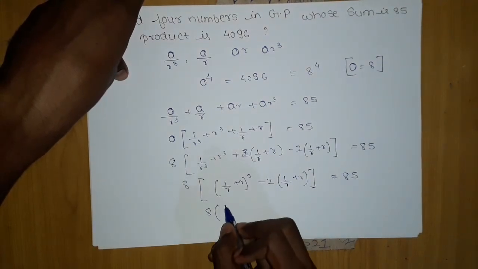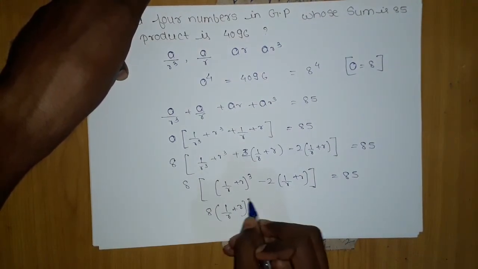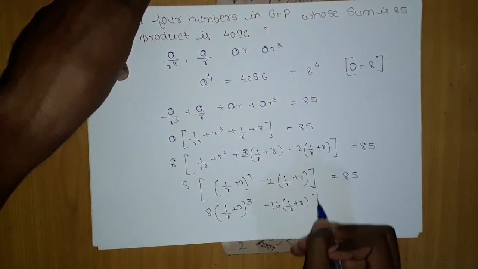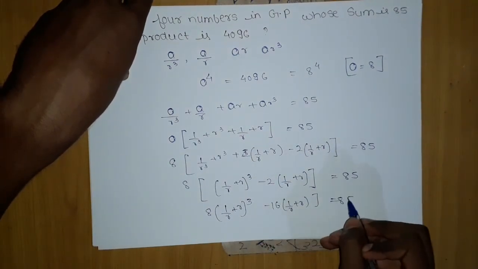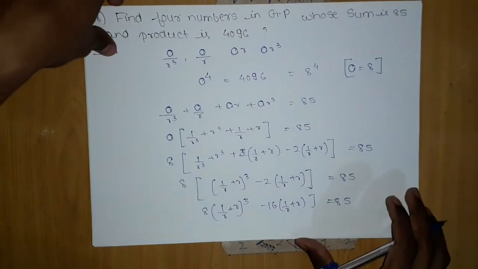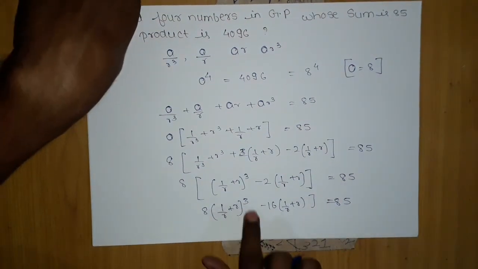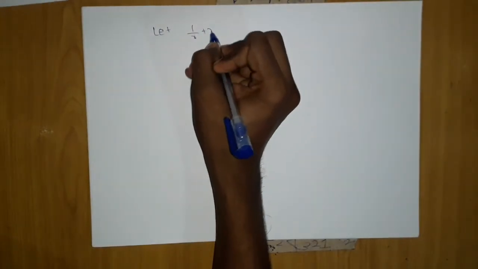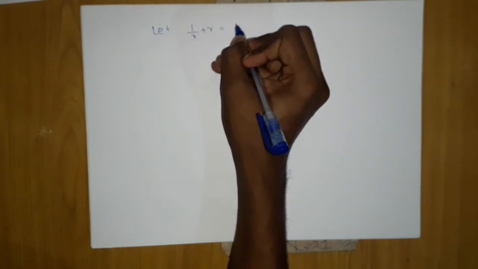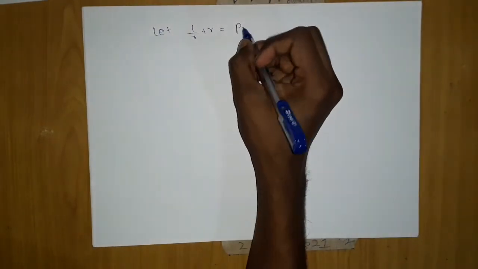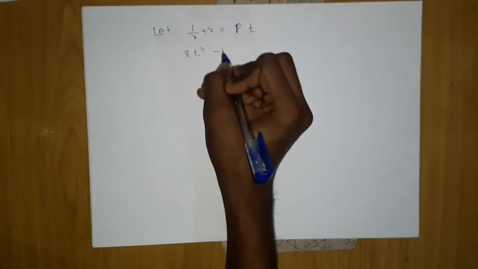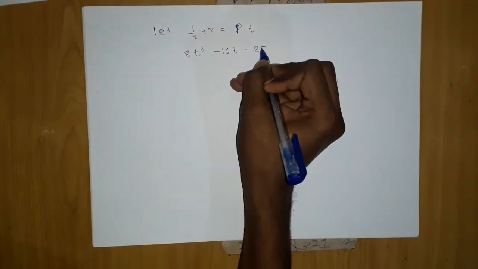8 into (1 upon r plus r) the whole cube minus 16 into (1 upon r plus r) should be equal to 85. So we got this thing. Now let 1 upon r plus r equal some t. If I take it, I get t cube minus 16t minus 85 should be equal to 0.